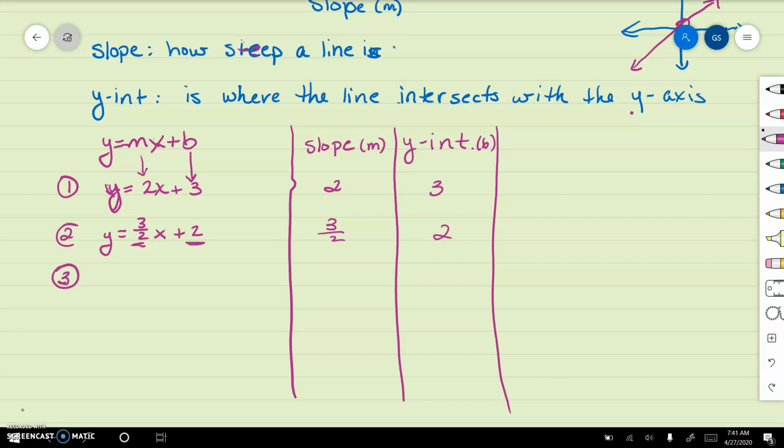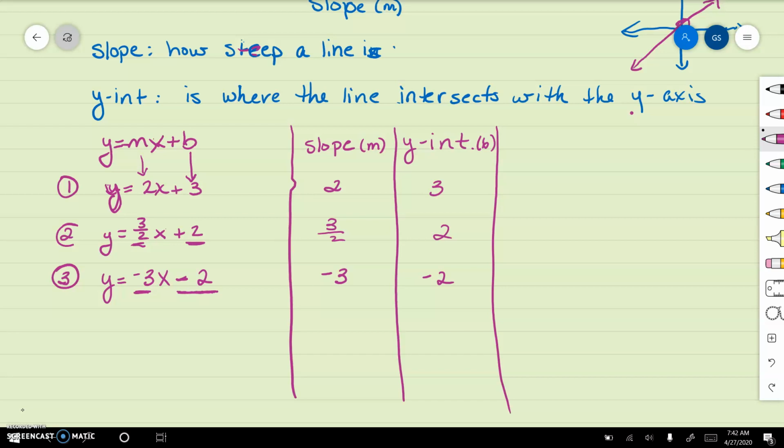So number 3, y equals negative 3x minus 2. Okay, so our slope is the number that comes before x, so it's negative 3. That's your m value. Now, your y-intercept is negative 2. All right, you have to take that minus and turn it into a negative 2. All right, let's see. Okay, number 4.